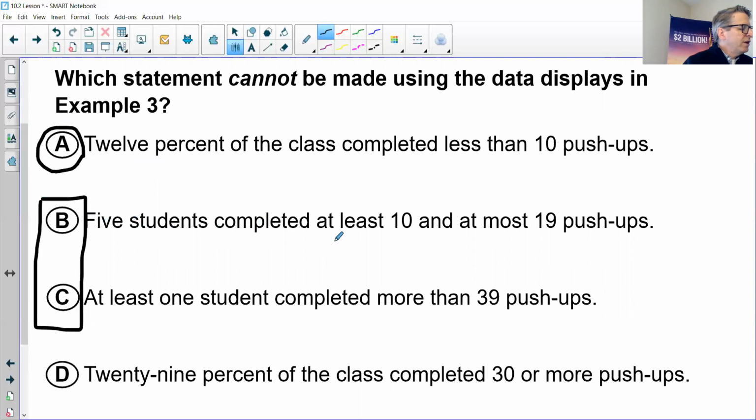The circle graph shows that 24% completed 30 to 39 push-ups and 4% completed 40 to 49 push-ups. So 24 plus 4 is 28, completed 30 or more push-ups. Statement D cannot be made. So D cannot be made. B and C can be made. Letter A can also be made.